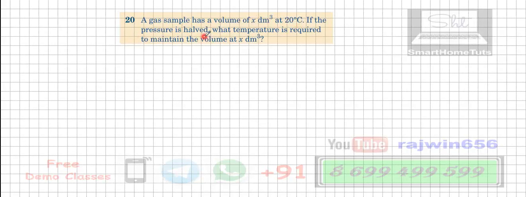Okay. Pressure is becoming half. So again, same formula we are going to use. P1 V1 upon T1 is equal to P2 V2 upon T2. Volume is remaining same. So V1 and V2 will get cut. And you will solve this.